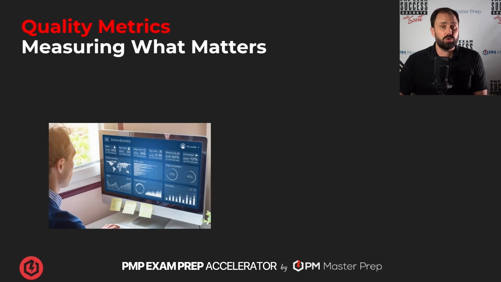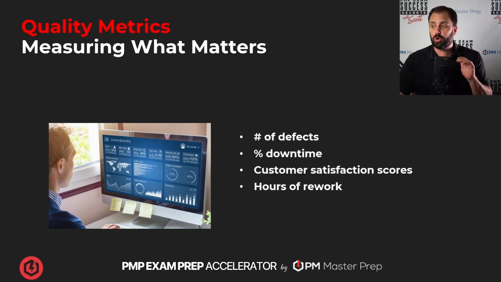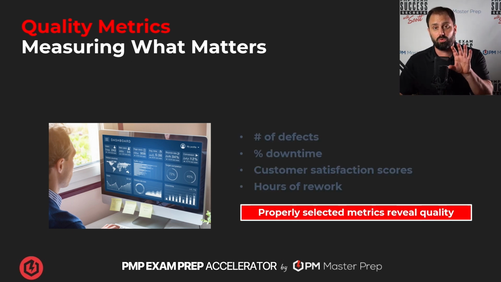So as we're going through here, key to this is defining the metrics that matter, what we're going to look at. Some of them that might be popular: number of defects, percentage downtime, customer satisfaction score related to this, hours of rework, cost of rework, all that stuff that we're going to measure so that we can use the data to understand our quality and get better. Now, we got to pick the right metrics for the right situation.